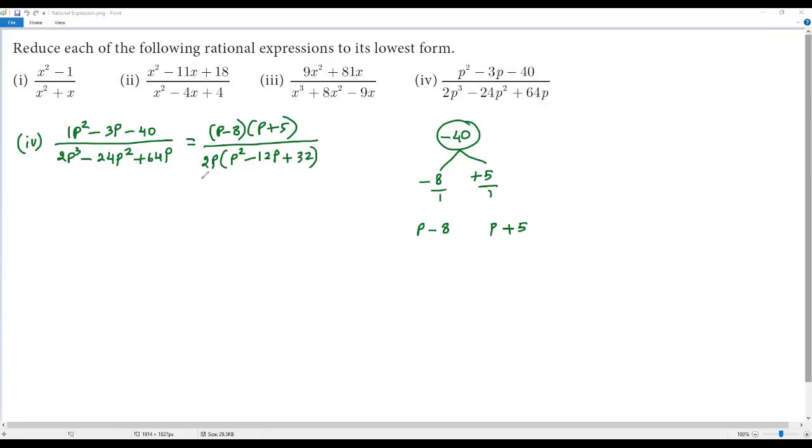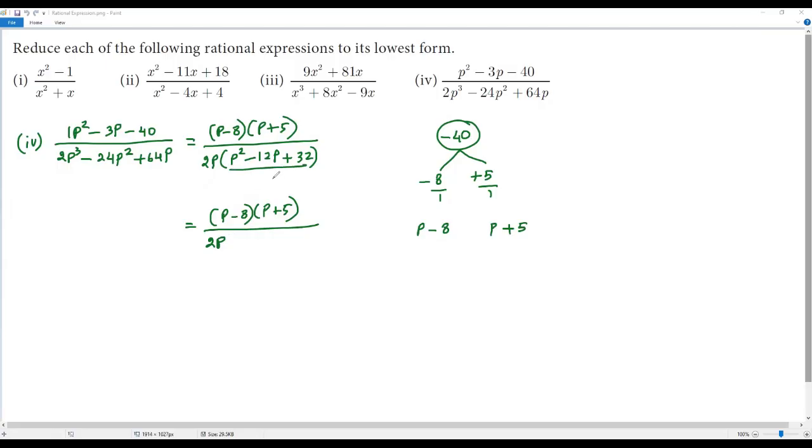Okay, we can verify whether the factoring we have done is correct or wrong. When I multiply this 2p and p square, I am getting 2p cubed, the first term. 2p times negative 12p is negative 24p square. 2p times positive 32 is positive 64p. Okay, so p negative 8 times p positive 5 divided by 2p.